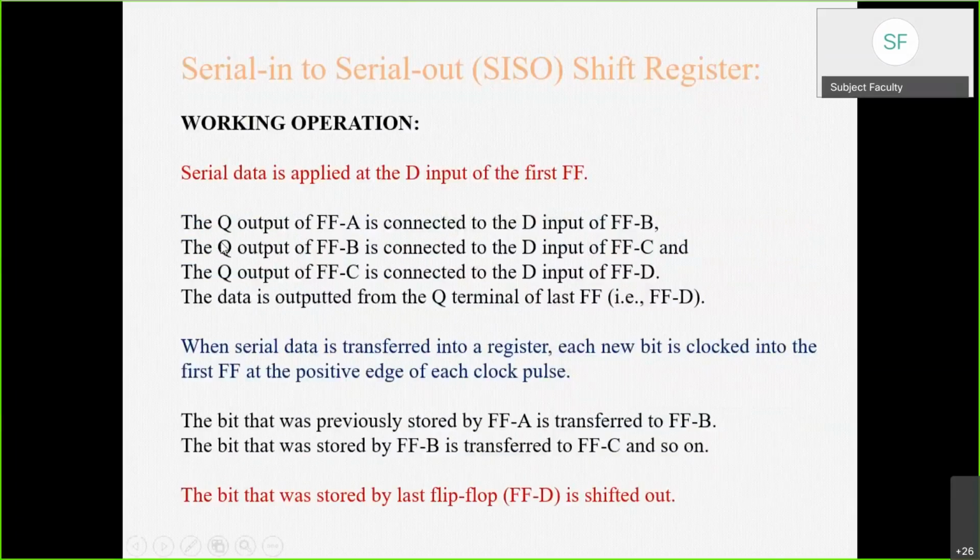Again, the same thing which you have already seen is written here. The Q output of flip-flop A is connected to the D input of flip-flop B. Similarly, the output of B is connected to the D input of flip-flop C. And again, the Q output of flip-flop C is connected to the input of flip-flop D. Finally, the data is outputted from the Q terminal of the last flip-flop, that is flip-flop D.